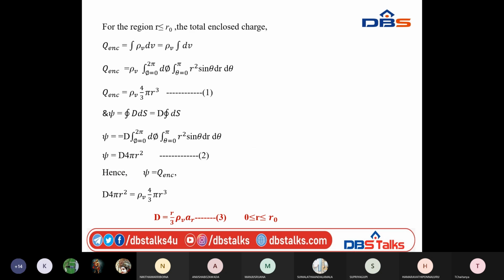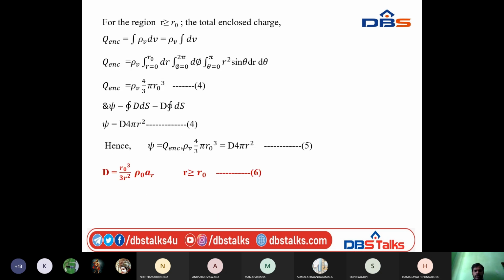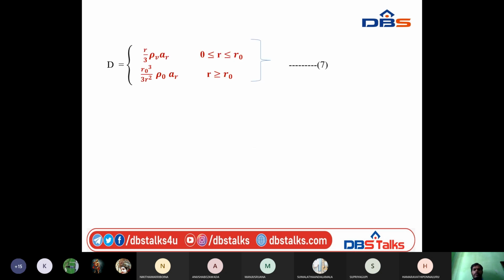So here, in case 2, we need to see when the radius is greater or not. Formula: first step, we have to find the Q enclosed; second step, we have to find the flux. We equate this Q enclosed value to the flux, and then we get the flux density value. From these two we have concluded that with the help of Gauss law we have determined the D value for two cases.